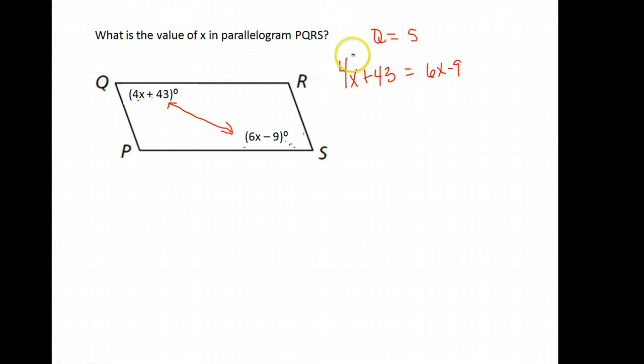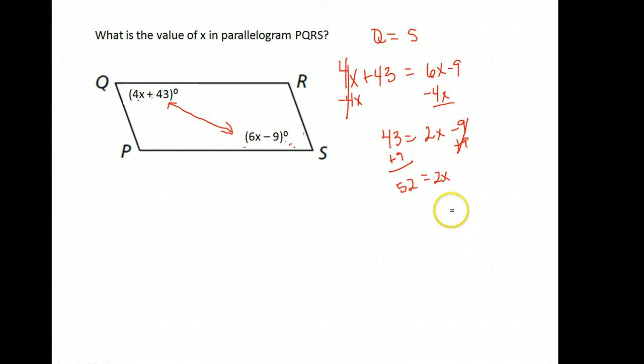We want to get x's on the same side. I have a positive 4x here. I'm going to subtract it to do the same on the other side. So I'm left with 43 here. 6 minus 4 gives me 2x and minus 9. I need to add 9 here, add 9 here. 43 plus 9 gives me 52.